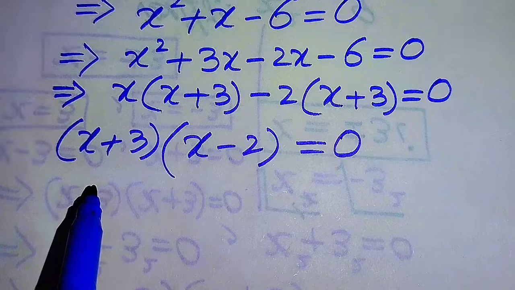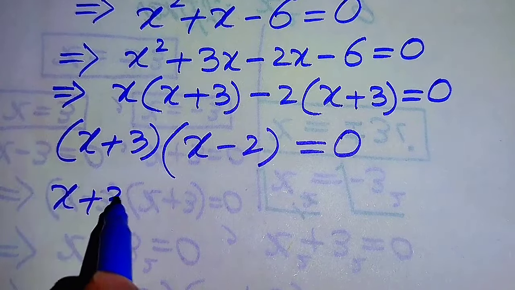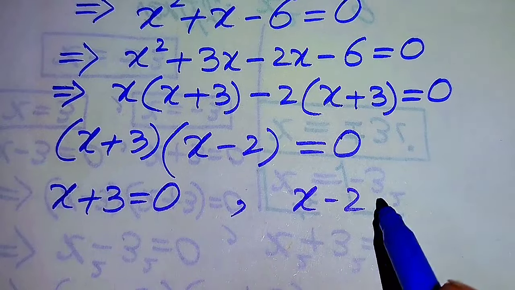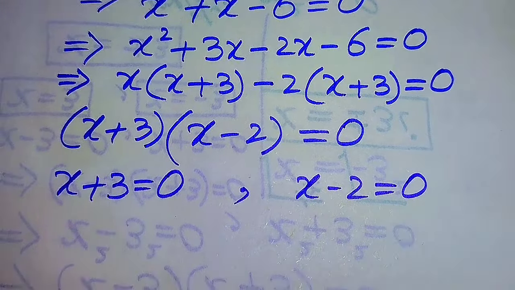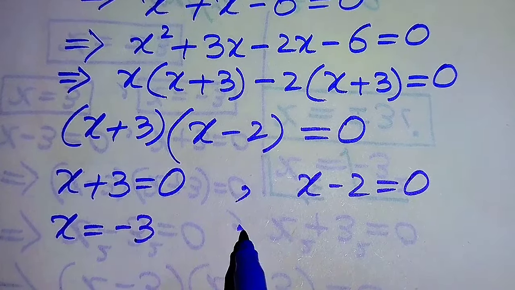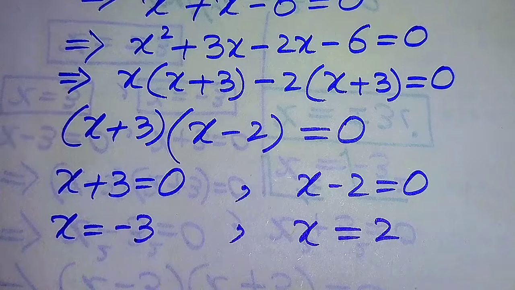And now here in the next step we divide this equation into two cases. The first case is we write x plus 3 equals to 0, and the second case is we write x minus 2 equals to 0. Here we get the value of x is equal to minus 3, and from here we get the value of x is equal to 2.